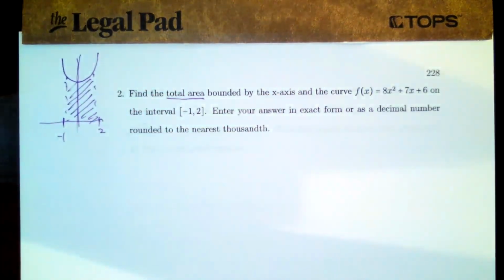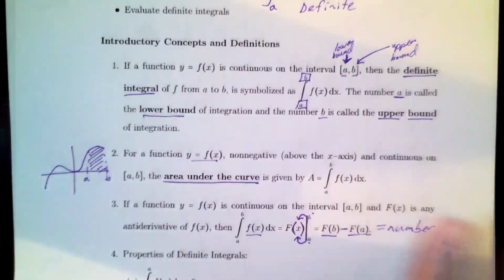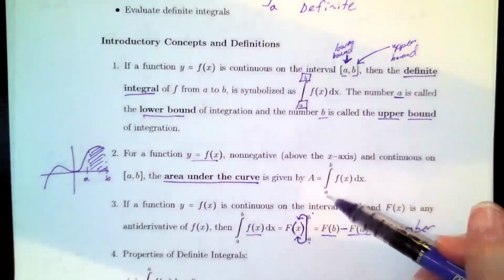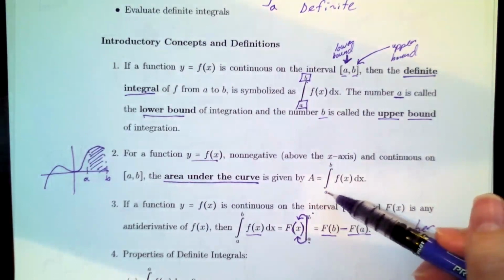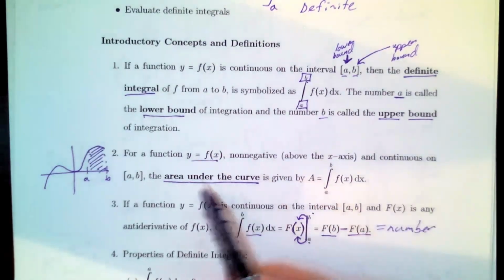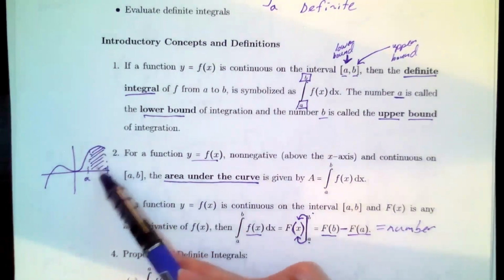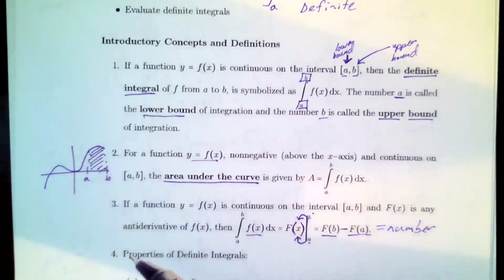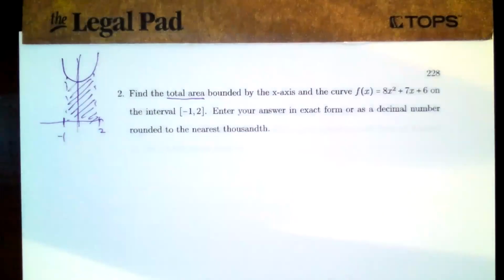And as it happens, and I mentioned this last time, that's actually what the definite integral means. This value that we keep finding, the definite integral from a to b of f of x, that number we get is actually the area under the curve between the curve and the x-axis and those x values. So basically what they're telling you to do here is do a definite integral.